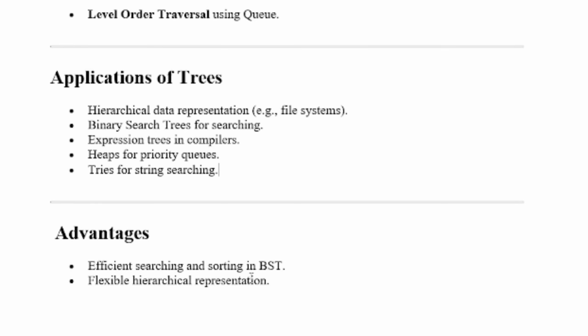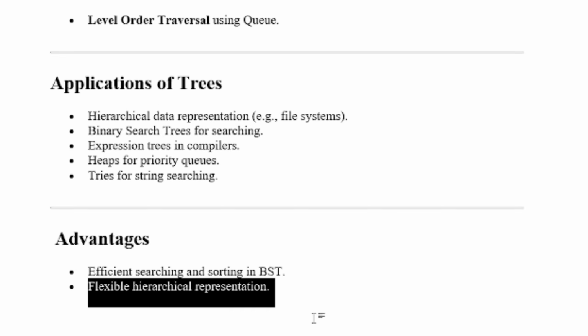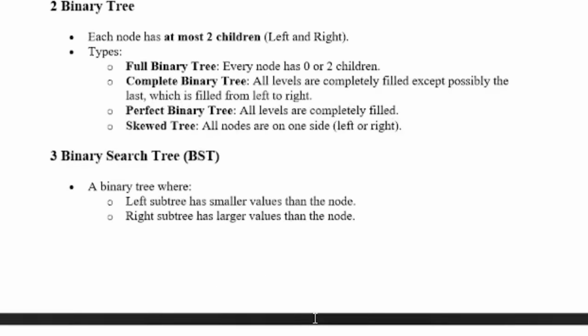Now come to the advantages of the tree. Efficient searching and sorting in the BST, binary search tree. Flexible hierarchical representation. So these are the advantages of the tree. I think this one is clear to everyone. So thank you.